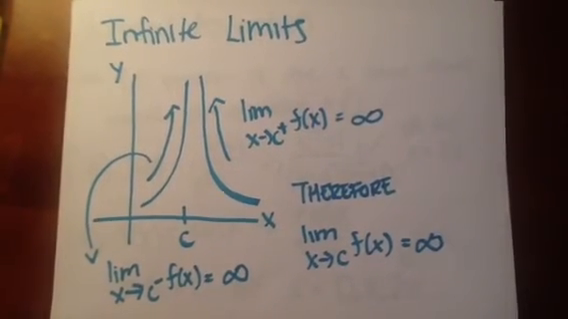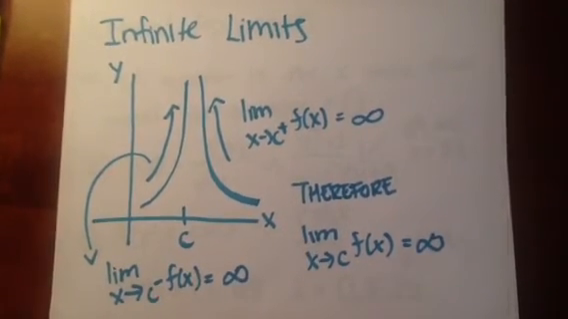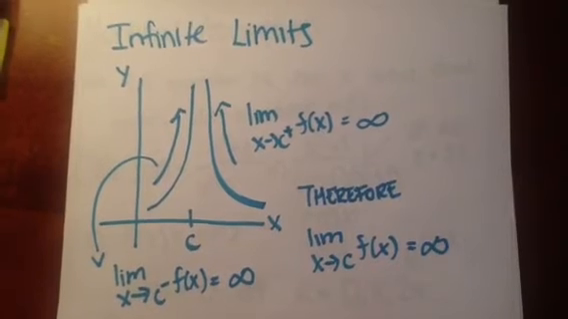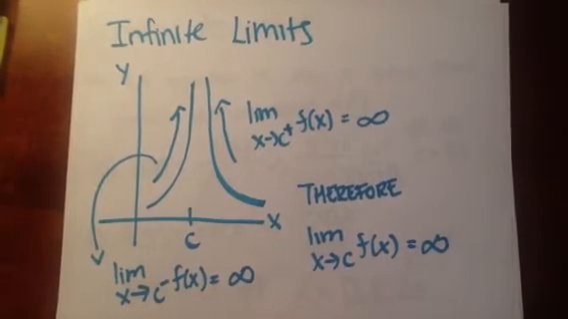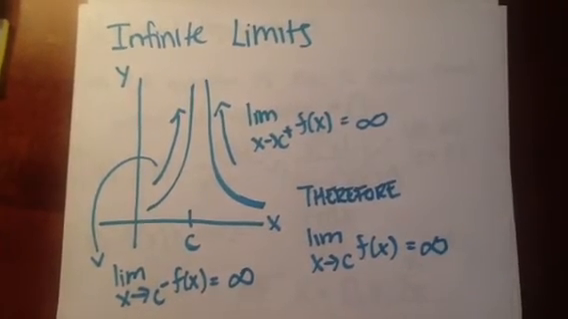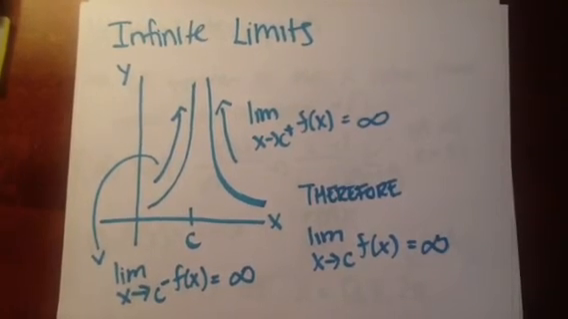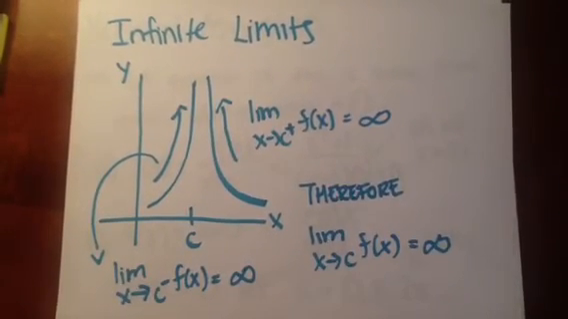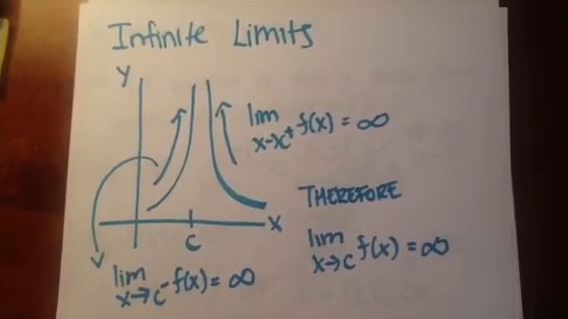Looking at this graph, we can determine that the limit of f of x as x approaches c from the right, as well as the limit of f of x as x approaches c from the left, both approach infinity. Therefore, the limit of f of x as x approaches c is infinity.